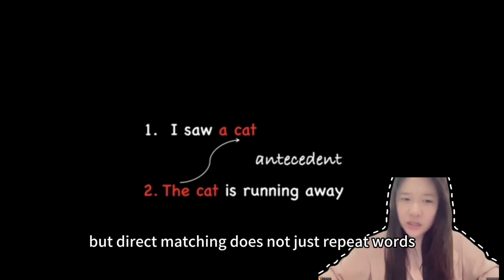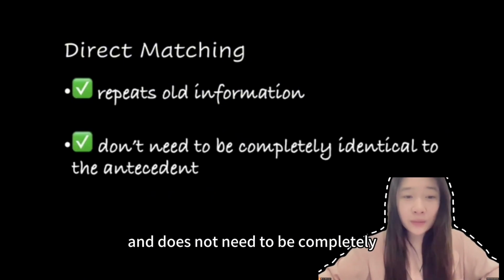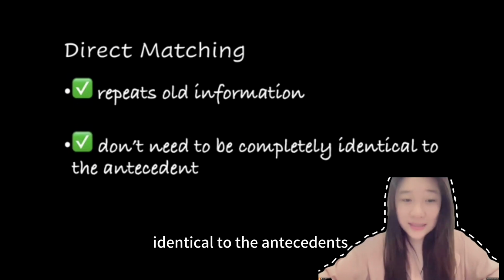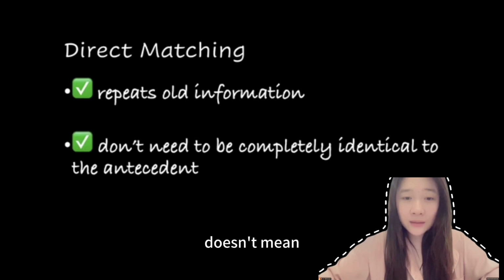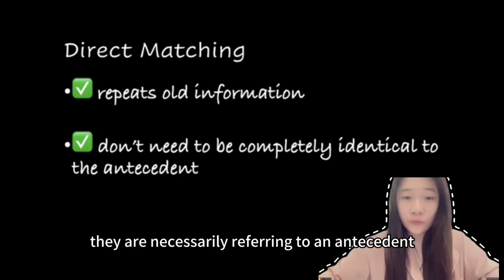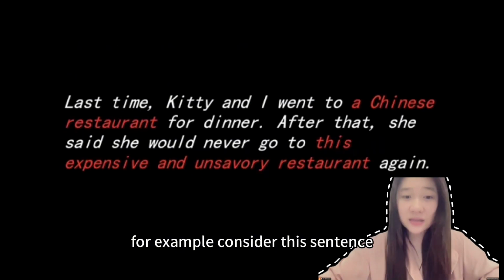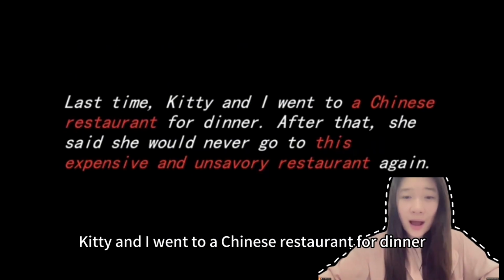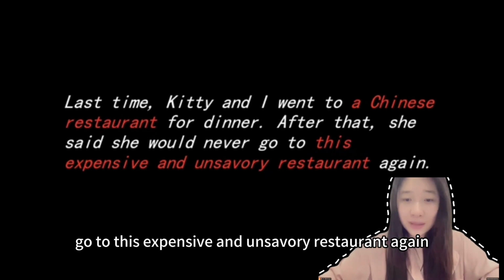But direct matching does not just repeat words. It repeats old information and does not need to be completely identical to the antecedent. Just because some words are repeated doesn't mean they are necessarily referring to an antecedent. For example, consider this sentence. "Last time, Kitty and I went to a Chinese restaurant for dinner. After that, she said she would never go to this expensive and unsavory restaurant again."